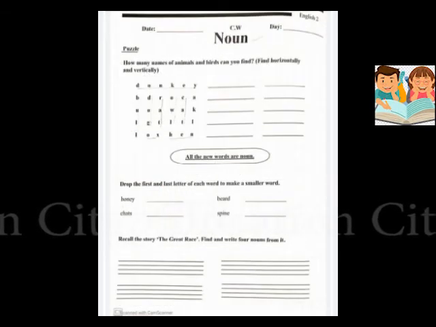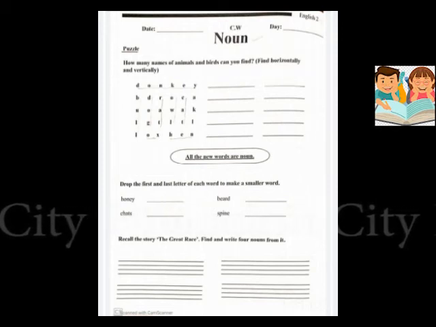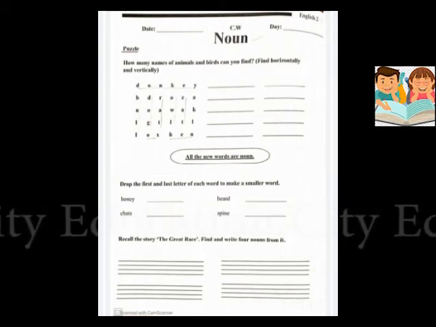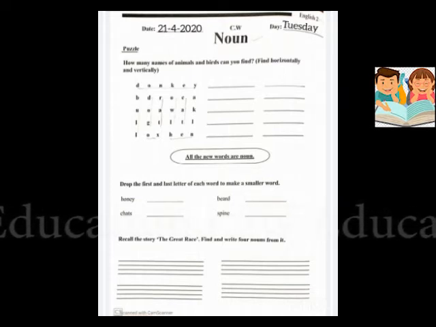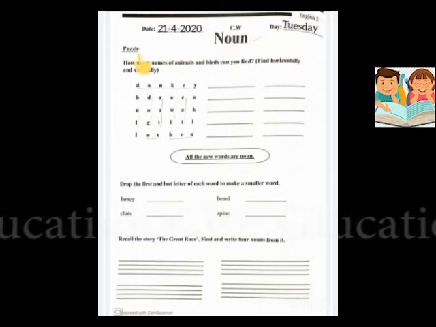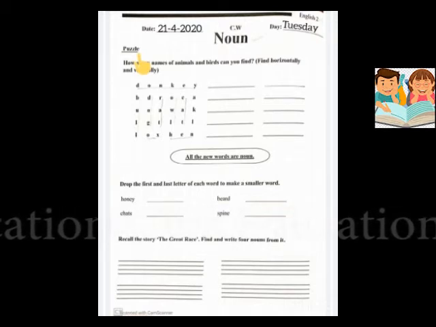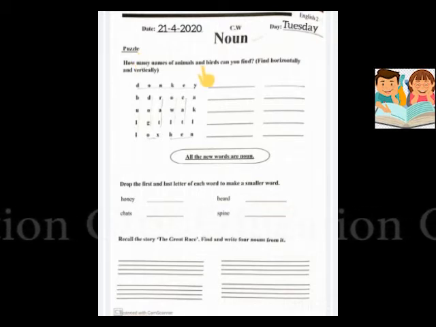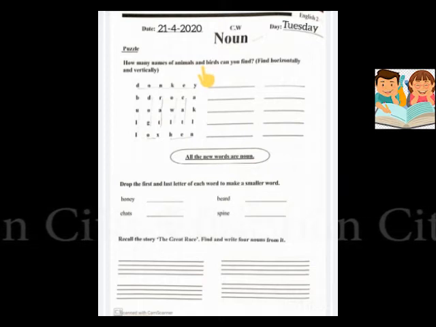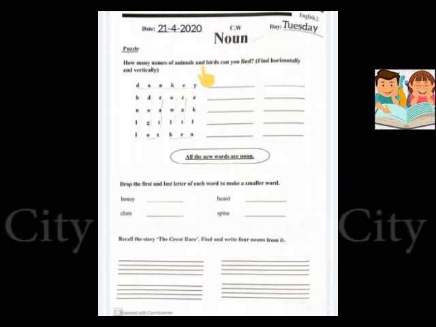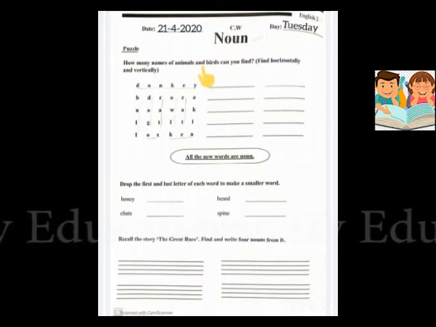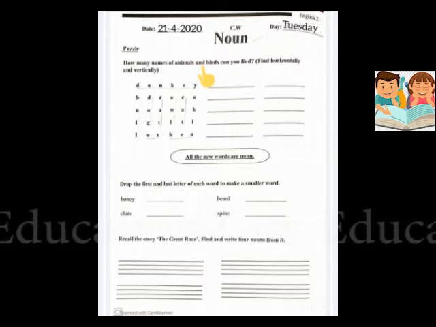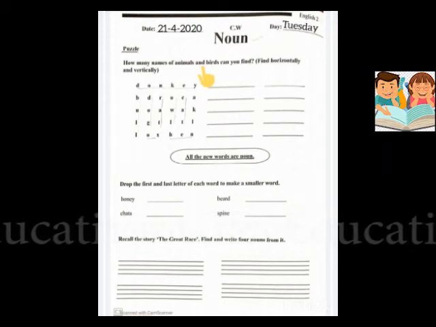Now comes the next page, page number 24. And also mention the date and day. Here is a puzzle. So you have to find out the names of animals and birds horizontally, that means in a straight line, and vertically means in downward lines.